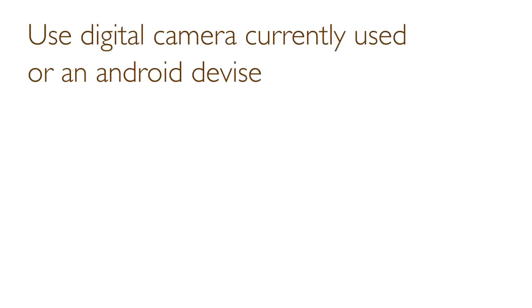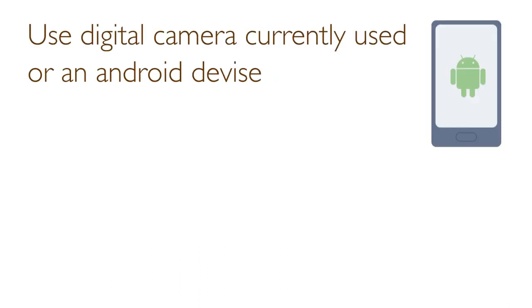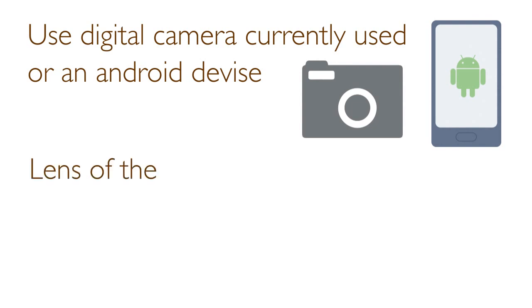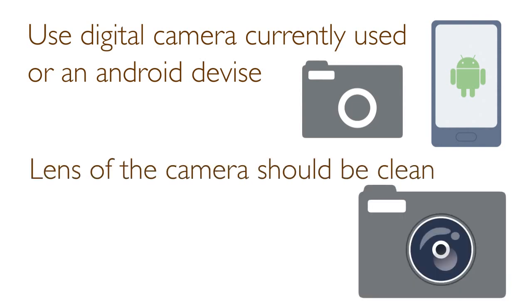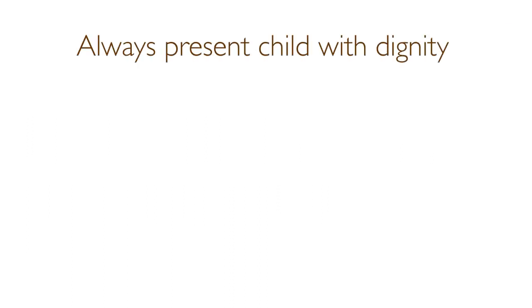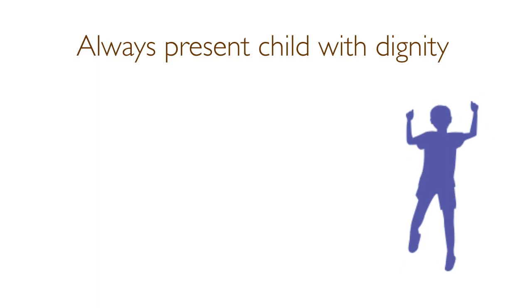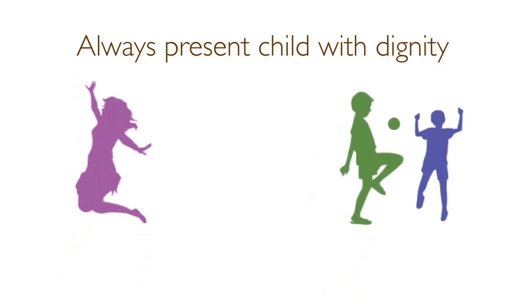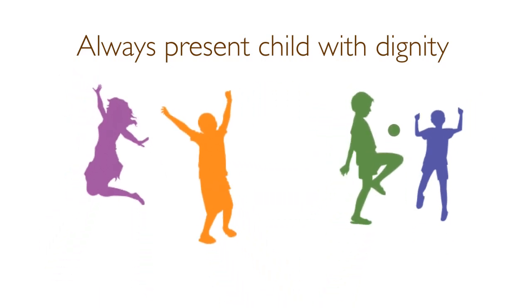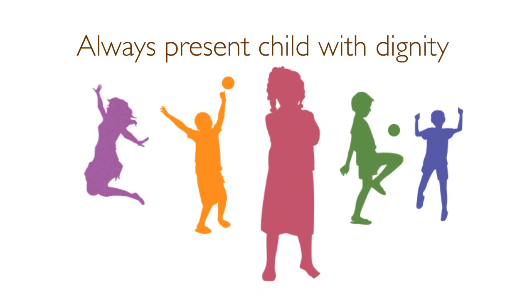Videos should be completed with a digital camera currently used or an Android device. The lens of the camera should be cleaned regularly to prevent smudges in videos. The child should always be presented with dignity, and never as a victim or used in some way. Examples include, but are not limited to, a sexual or suggestive pose, sad, hopeless, child labor.